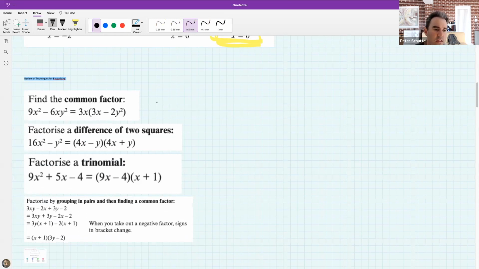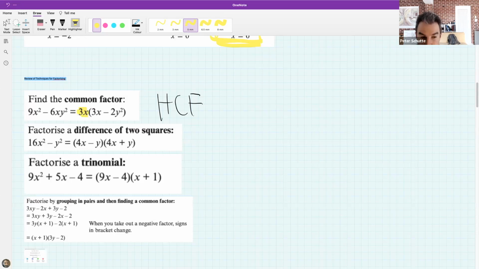This is called taking out the highest common factor to factorize. You'll notice that the highest common factor in this one was 3x. And then I fill out the next bracket by saying, what do I need to have here so that if I multiplied it out, I could get back to the original? Difference of 2 squares always has this double bracket and a minus plus, and then the square root of the first square, and then the square root of the second square.